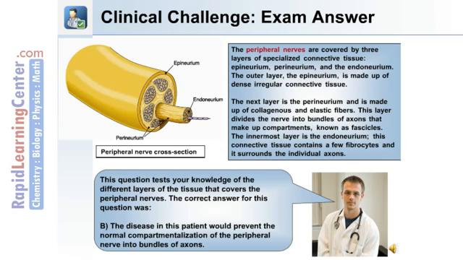Here's the answer to this question. This question tests your knowledge of the different layers of the tissue that cover the peripheral nerves. The correct answer for this question was B. The disease in this patient would prevent the normal compartmentalization of the peripheral nerve into bundles of axons.